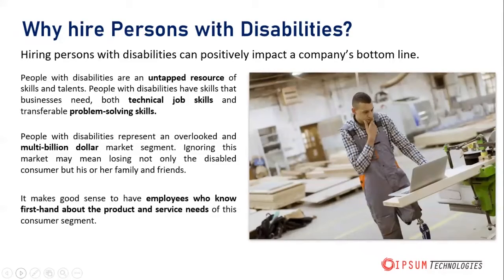So it then begs the question, why should you hire someone with a disability? And so I've just highlighted a couple of things here. Hiring persons with disabilities can in fact positively impact a company's bottom line. Persons with disabilities in fact represent an untapped resource of skills and talent. And so many of them are very, very skillful at what they do.